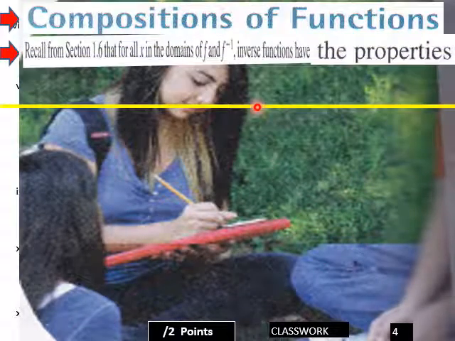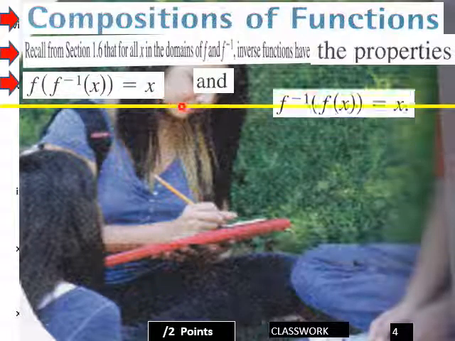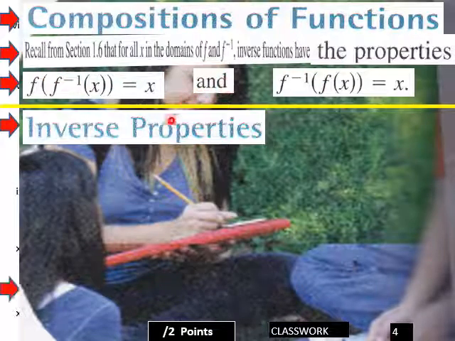Composition of functions. Recall from section 1.6 that for all x in the domains of f and f to the negative 1, inverse functions have the properties f to the negative 1 of f of x equals x. So the inverse of that function goes back to x, and f of the inverse of f of x would equal x too. So both of these are inverses of each other, just like these are inverses of each other.